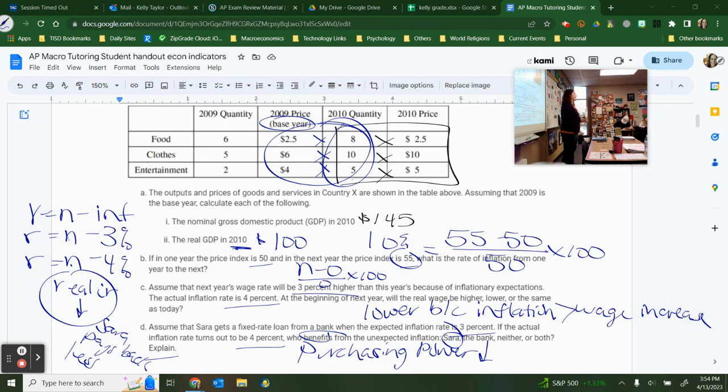because purchasing power has been eaten away. She is having to pay back less, and that's great for her. Sucks for the bank, but good for her. All right. Any questions on this FRQ?